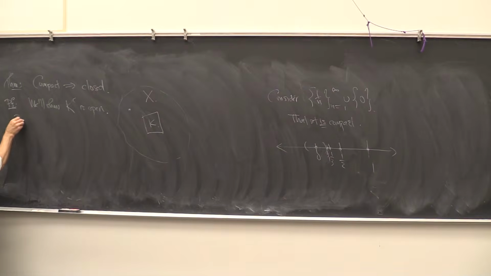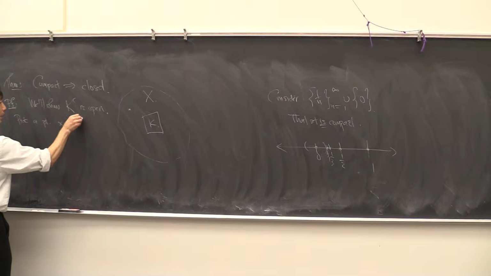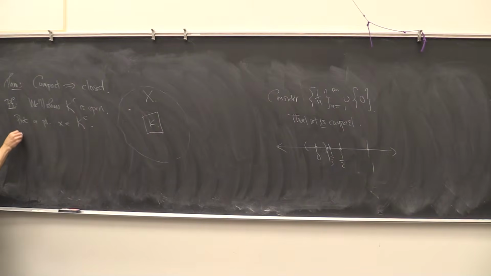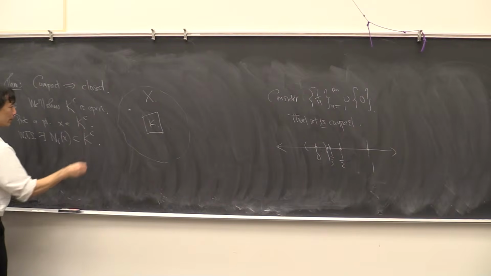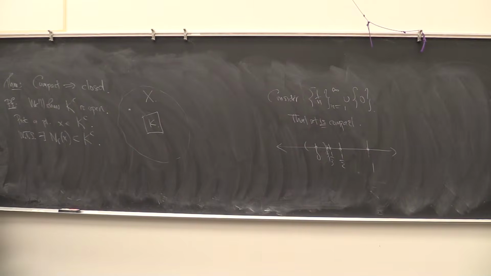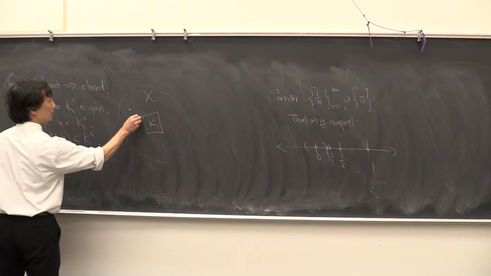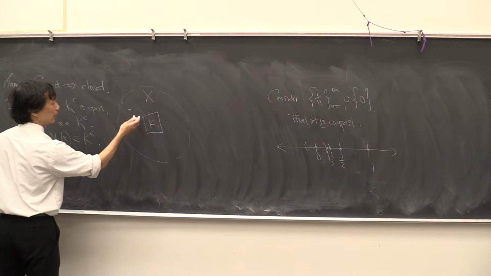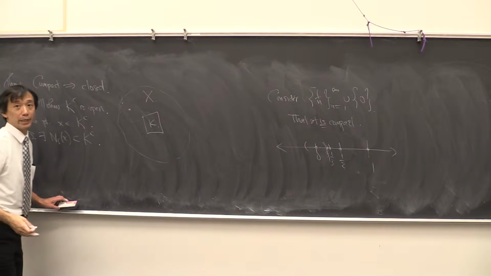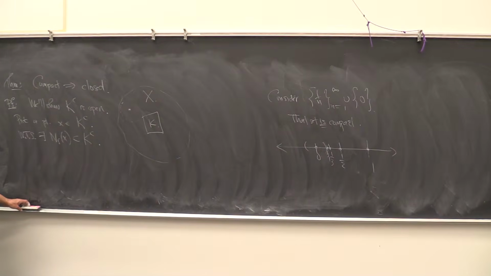So pick a point x in K complement. We want to show, of course, that there exists some neighborhood around it that's contained in K complement. We want to show this point is interior. In other words, that there's a neighborhood around it that's contained in the set, that doesn't intersect K.